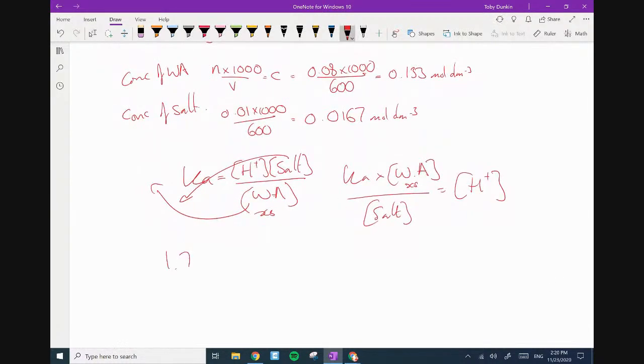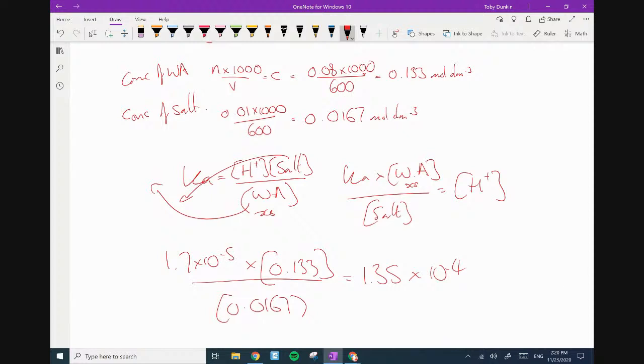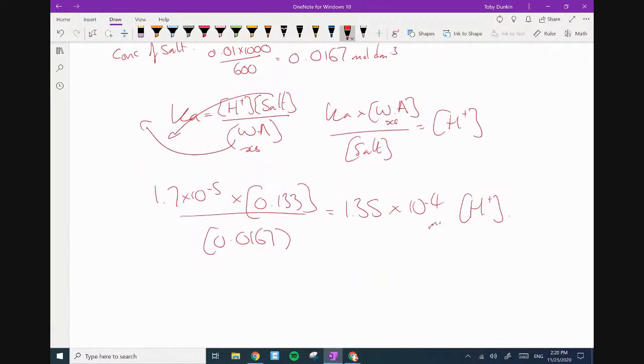Right, input my numbers. 1.8 times 10 to the minus 5 multiplied by the weak acid concentration of 0.133 all over the salt concentration of 0.0167 gives me H plus. Checking all my numbers are correct, I get 1.35 times 10 to the minus 4. And that's the H plus concentration, so be organized: moles per dm cubed.